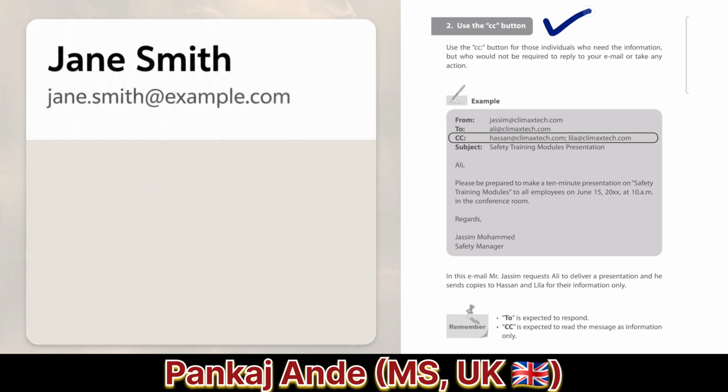Second technique, use the CC button. CC button is for those individuals who need the information but who wouldn't be required to reply to your email or take any action. What I mean, To is expected to respond while CC is expected to read the message as information only. That means they cannot reply to your emails.